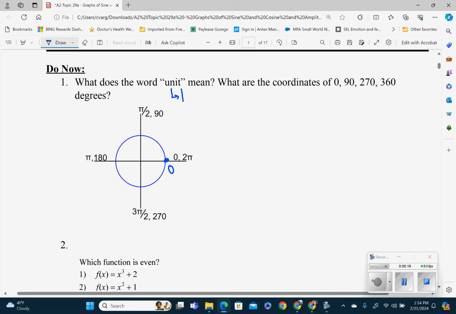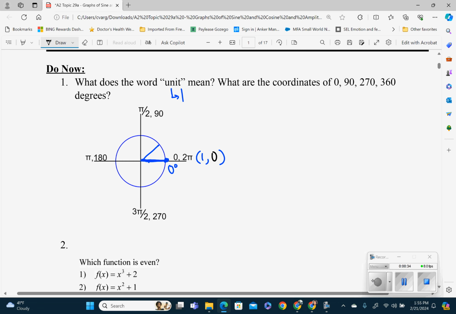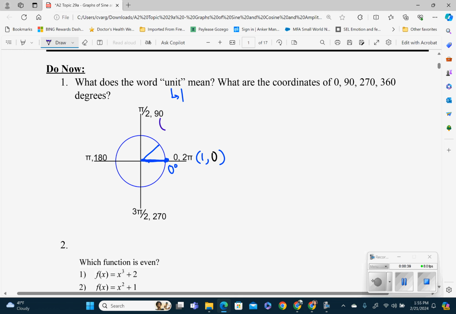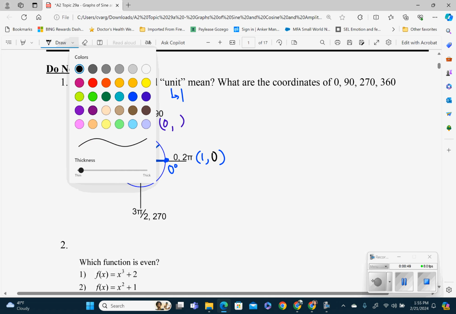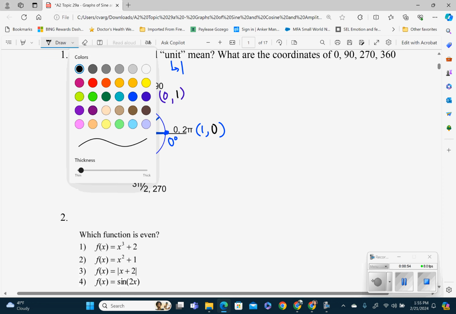So this right here is 0 degrees, and the coordinates for this, if this is 1, my radius of this circle is 1, then that means that this point is going to be my x is 1, my y is 0. Okay, and then if I go over to my next coordinate, which is right here, my x is 0 and my y is 1. Do you see what I'm doing? Finding the coordinates of each of these.